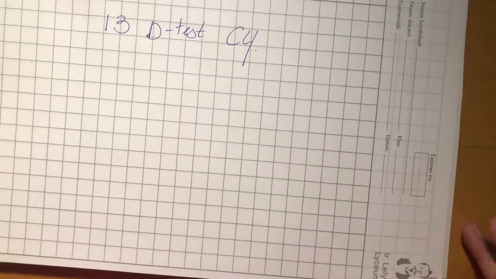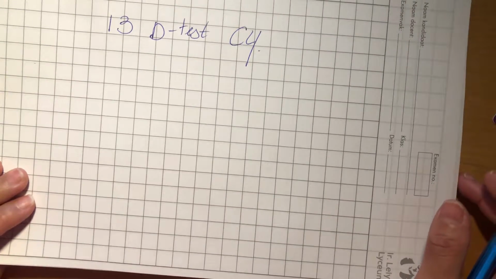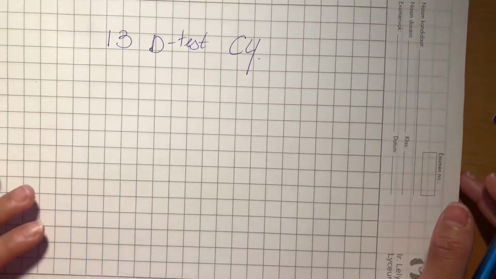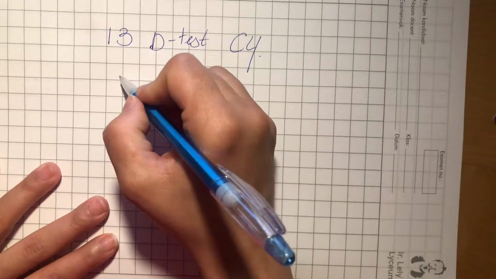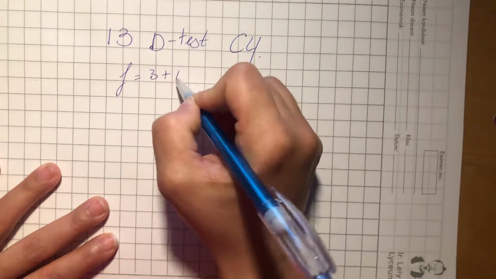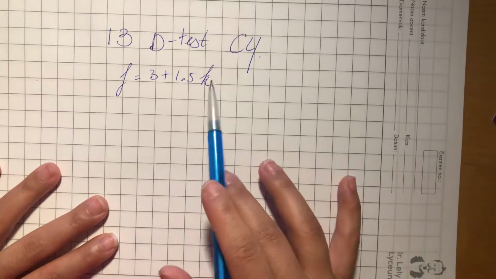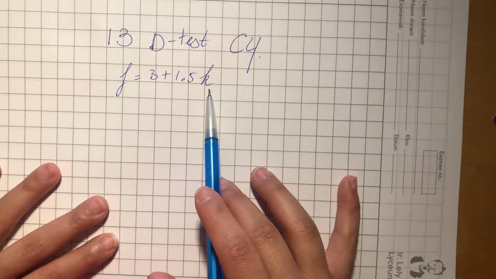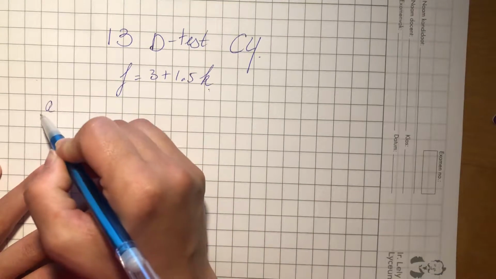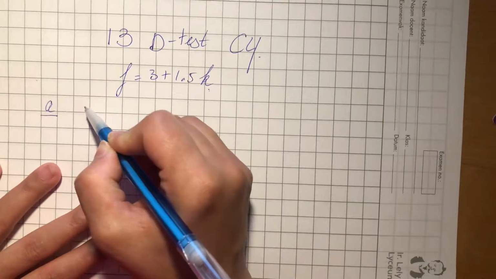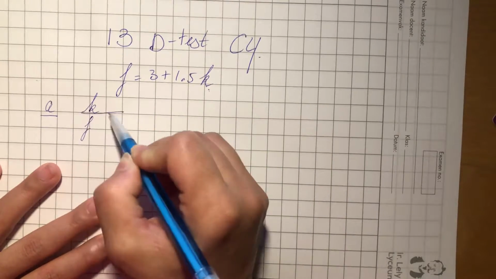13. Cab company A calculates the cab fare using the formula cab fare F equals 3 plus 1.5K. So the formula that we need: F equals 3 plus 1.5 times K. K is the number of kilometers. Copy the table and fill in the blanks. All right, let's copy the table first. Question A. K, first row, F, second row.